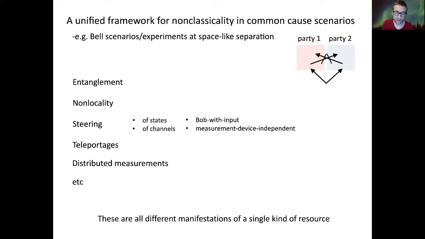And in particular, I'm going to show you that all of these are different manifestations of a single kind of resource, non-classicality of common cause. And that's in contrast to the usual idea that entanglement and non-locality are inequivalent kinds of resources, and that steering is also some inequivalent kind. I'm going to show they're all the same kind of resource within this resource theory.